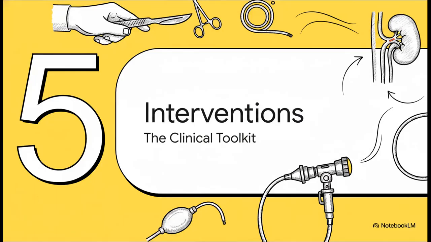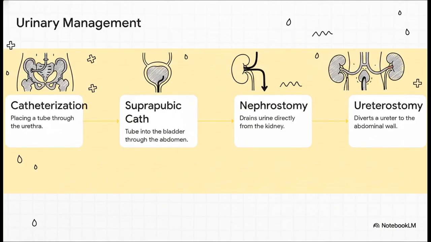All right, we're in the home stretch. We've covered the problems, the symptoms, how an infection can escalate. So for our final section, let's look at the toolkit. What do we actually do when the normal pathway for urine just isn't an option anymore? The big idea here is something called urinary diversion. That's all these are, different ways to create a new path for urine to get out when the normal route is blocked.